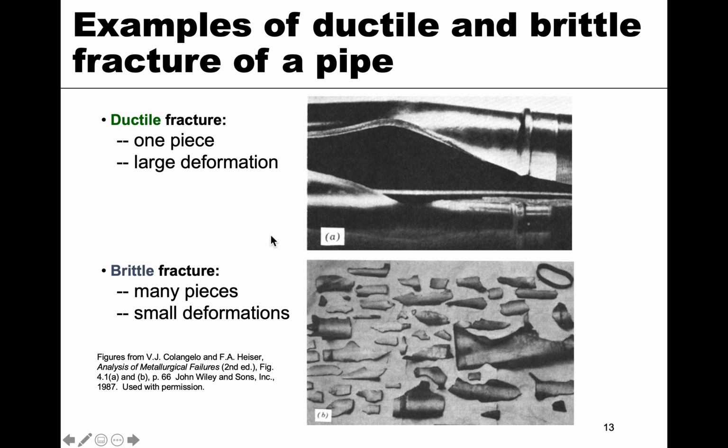Whereas if you had a brittle pipe, you get many pieces and lots of small deformations, and you basically have to reconstruct it, right? This would happen with an explosion, without warning. This is how that would shatter. So those are some examples and the basics of simple fracture, looking at brittle and ductile behavior.